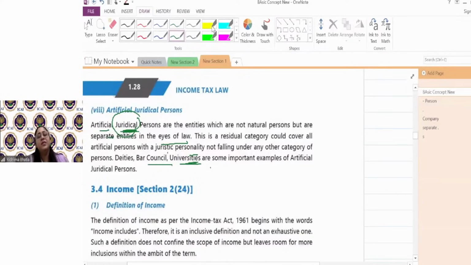Government entity, उनका एक separate statutes है, ऋषिकेश. Artificial juridical person would be those who are covered under separate statutes.